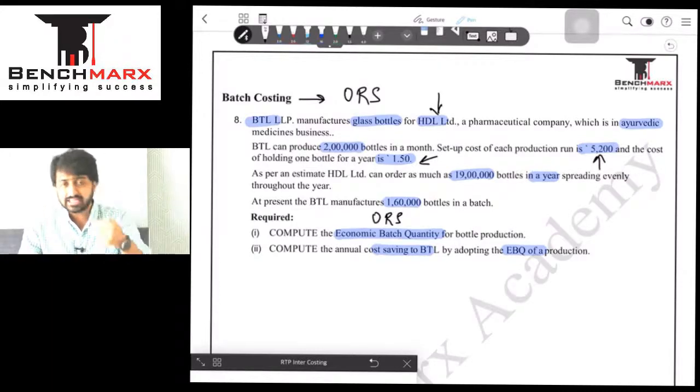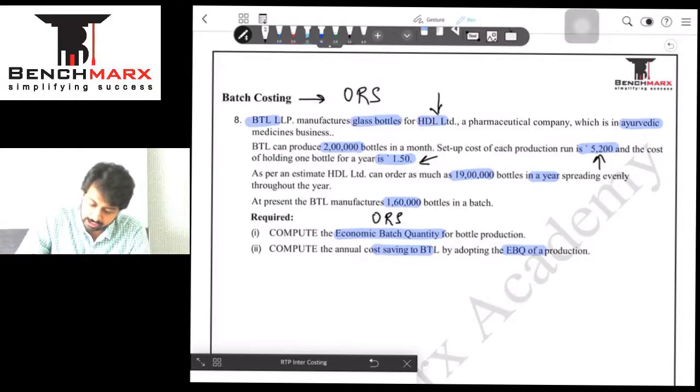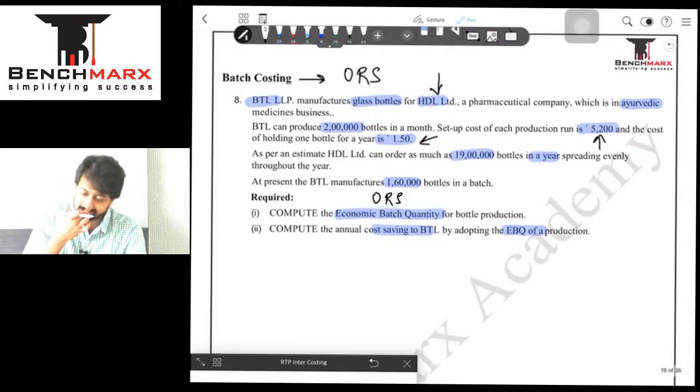Once I get this, like the way I find the cost at EOQ and the cost at non-EOQ, I'll find the cost at EBQ and the cost at non-EBQ. The difference is the cost savings. So let us start the question. I can see all data is given to us. A is known, CA is known, CI is known.